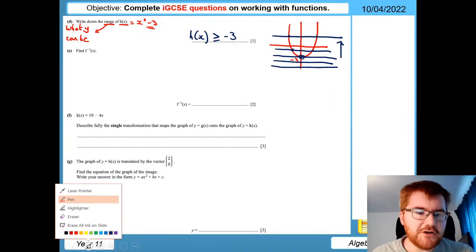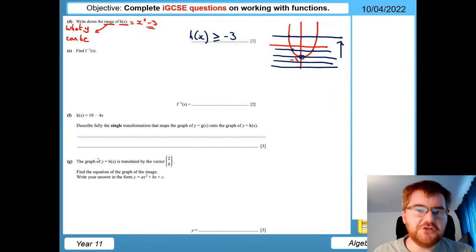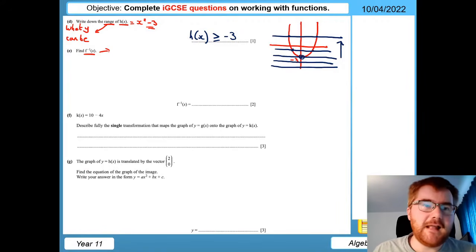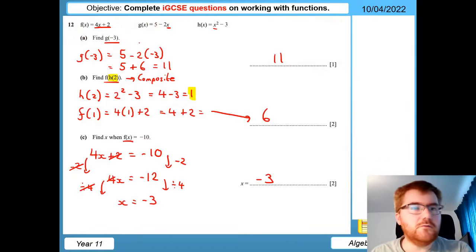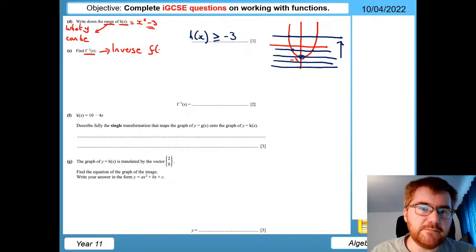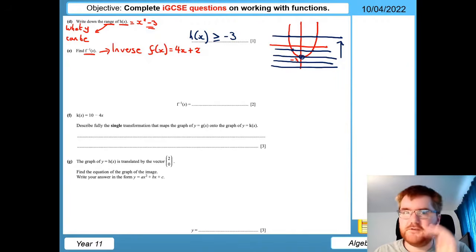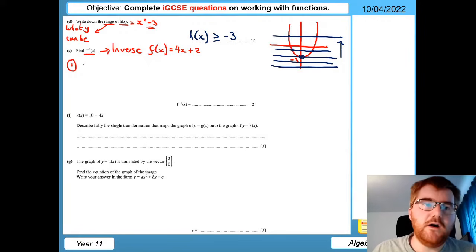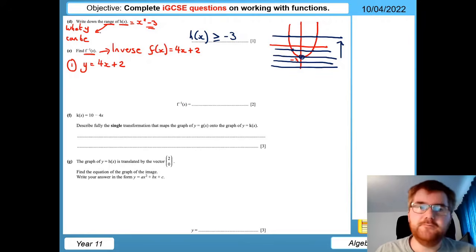And now we go on to question E, which again is a question you need to be getting right because it's that -1 there again. That means we're going to go for an inverse procedure. Now f of x was equal to 4x plus 2, just as a reminder. And we're going to go through that 3-step procedure. Number 1, we're going to make this equal to y. So y equals 4x plus 2.